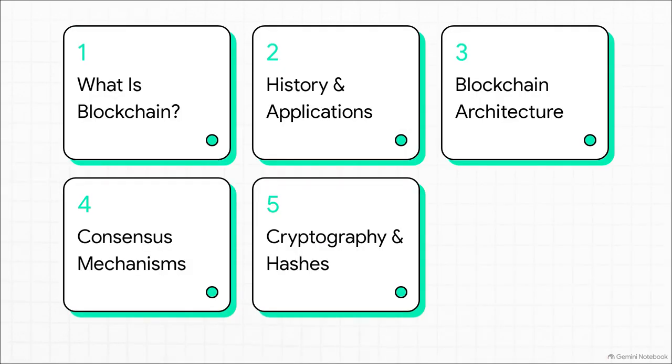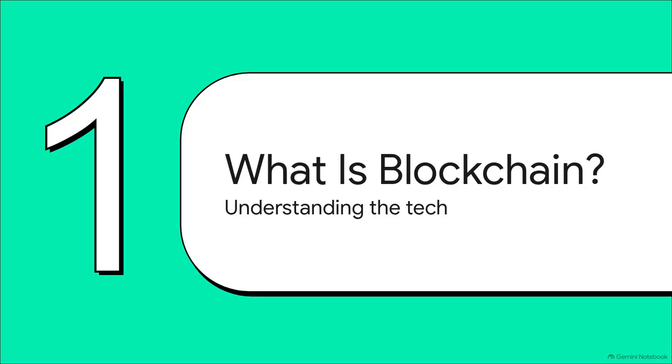To do this, we're going to use a sort of peeling the onion approach in 5 simple steps. 1. What is blockchain technology? 2. History and real-world applications. 3. Under the hood, blockchain architecture. 4. How networks reach a consensus. And finally, 5. Cryptography and hash functions. Starting off with Section 1.